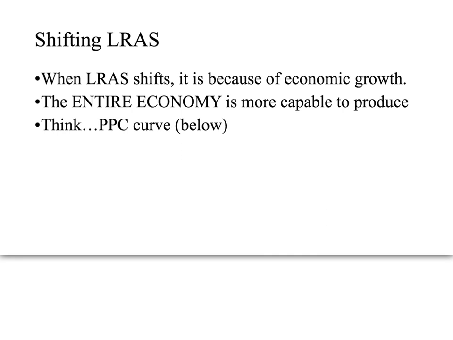Now we can shift LRAS, and it follows the same rules that we had before with aggregate demand and supply, which is you increase to the right and decrease to the left. When LRAS shifts, it's because of economic growth, some sort of long-run sustainable increase or decrease in real GDP, kind of like forever. And so the entire economy is more capable to produce.